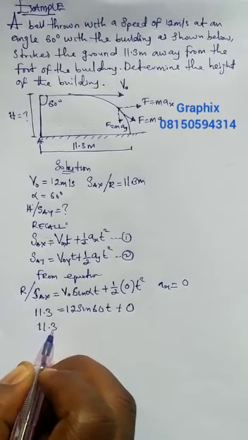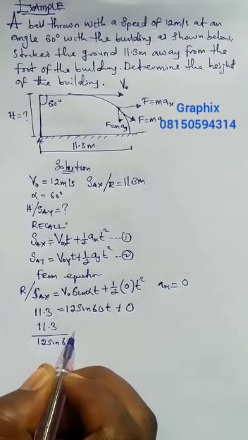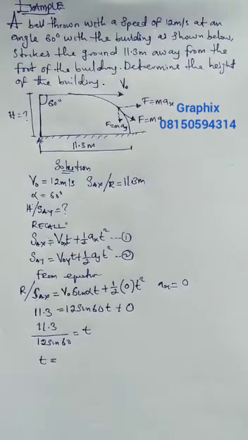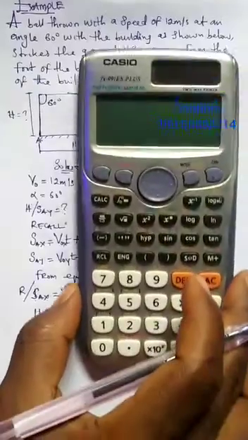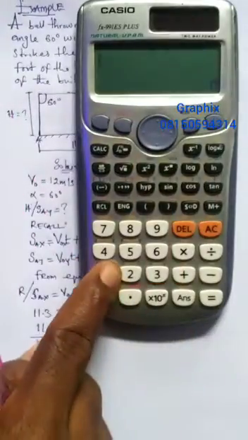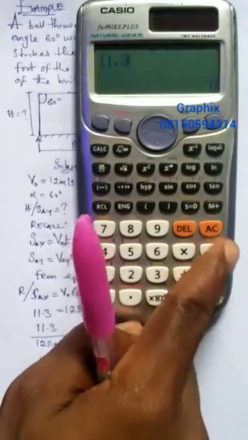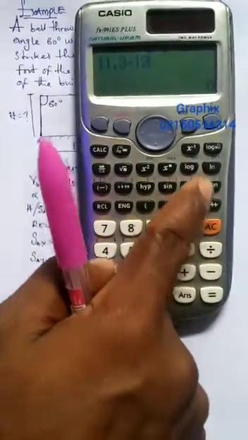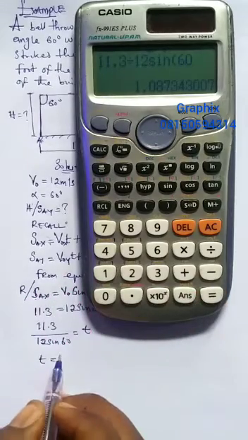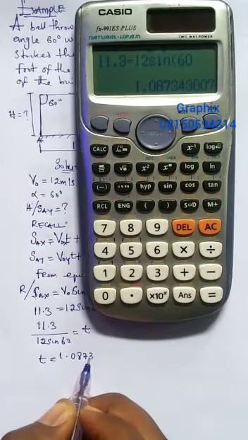So at this point, my T is 11.3 all over 12 sine 60. The T will give me 11.3 divided by 12 sine 60, so we're having 1.0873 seconds.